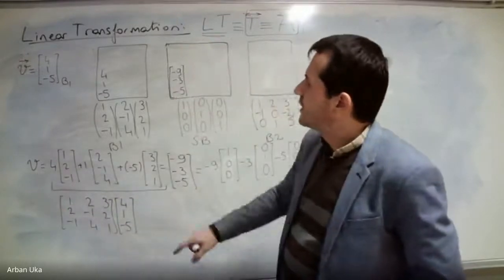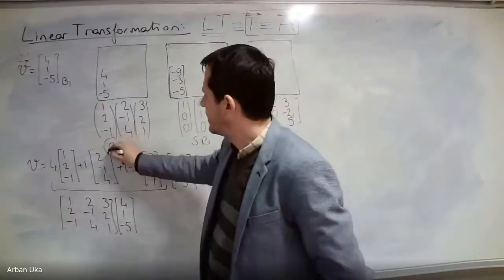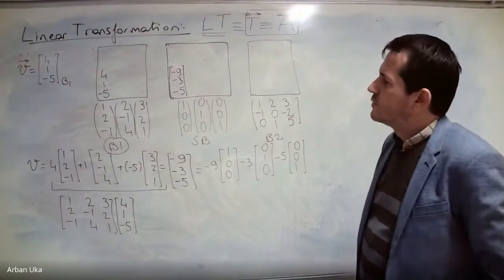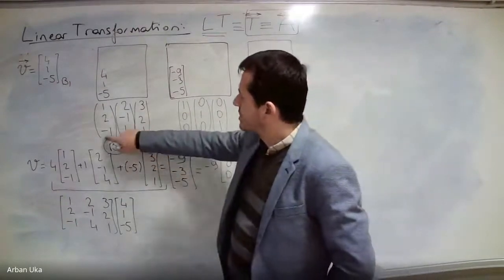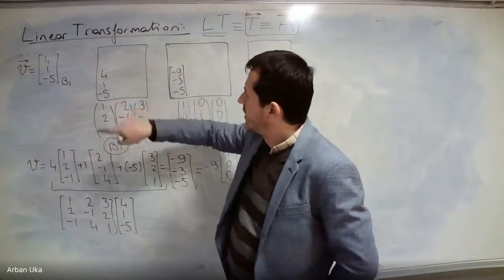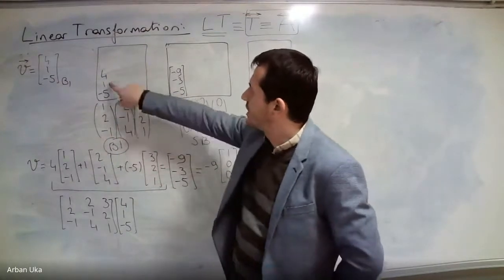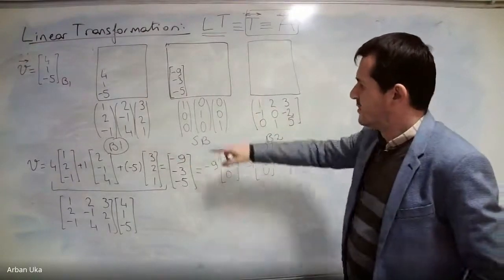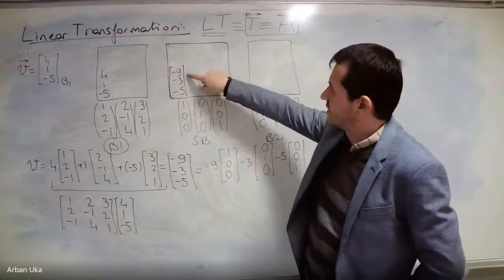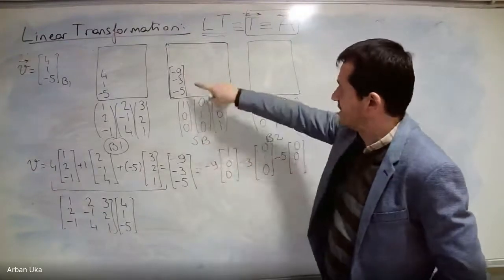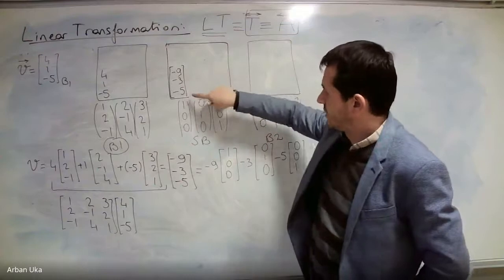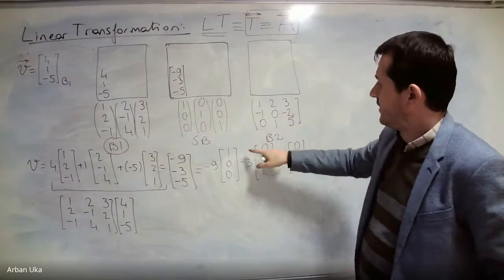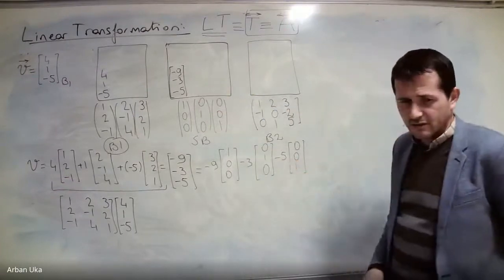Okay, and the vector v, according to basis b1, is equal to 4, 1, minus 5. That's what we're saying, which means that the projection on this first column is 4. The projection on the second column is 1, and the projection on the third column is minus 5. That's what we mean. Similarly, in this basis, this vector is 9. The projection on this is minus 9. The projection of this vector v onto the 0, 1, 0 is minus 3, and the projection minus 5 is this. Okay.